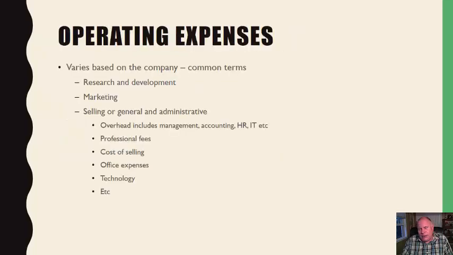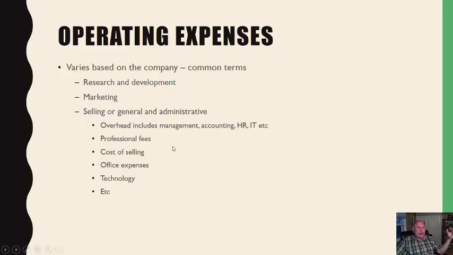Now we have operating expenses, and there are a lot of common terms here. Each company is going to break this down on the face of the financial statements, the income statement, a little bit differently based on what's important to them. One that you commonly see broken out is research and development. That's an investment in the future, but it's also somewhat controllable. Then we might have marketing broken out as a separate line item. Then we'll have selling or general and administrative.